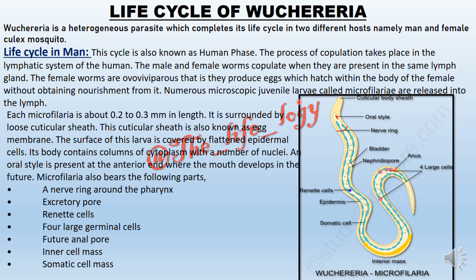So first of all, in the larval stage, the surface is covered by flattened epidermal cells, and the anterior stylet is present, and the mouth develops in the future. So here the mouth is absent, and they contain cytoplasm and nuclei in columns.